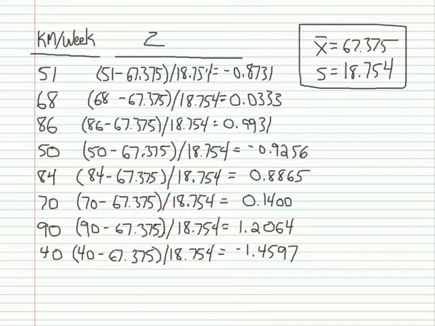Another way to check your work is to add up your z-scores, and you should get a number that's very close to zero, if not actually zero. In this case, when you add them up, you get 0.0009. The only reason that's not exactly zero is because of rounding. But anytime you add up your z-scores, the result should be zero.